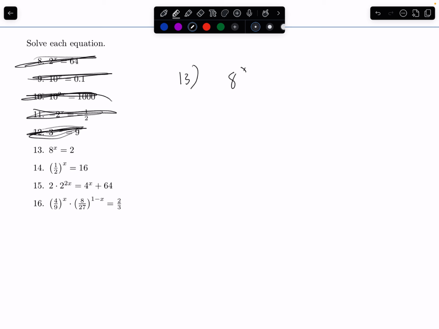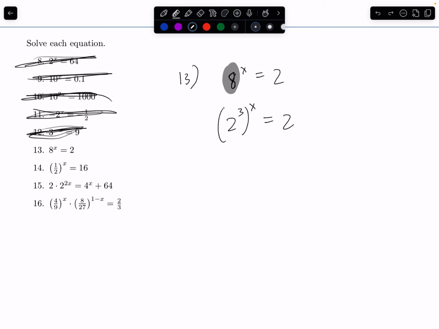Okay, 8 to the x equals 2. Now it doesn't look like how I want it to look, right? I have different bases clearly, but you should recognize 8 as a power of 2. What power of 2? The third power. 2 to the third is 8, right? So I'm going to replace this 8 with 2 to the third and keep everything else the same. What did I do just now? I took this 8 right here and replaced it with 2 to the third because that is 8 still, right? So 2 to the third to the x is equal to 2.